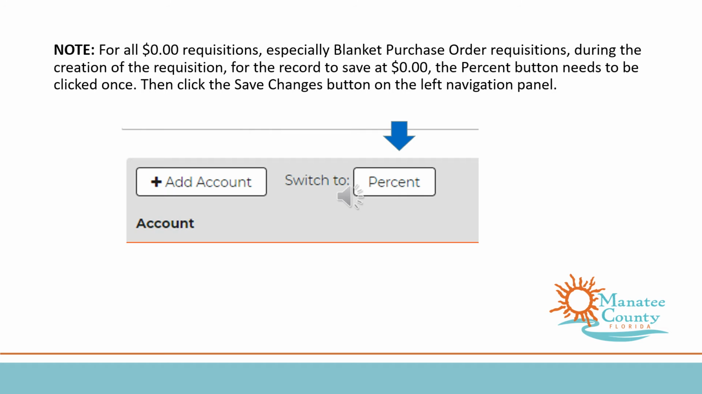For all $0 requisitions, especially blanket purchase order requisitions, during the creation of the requisition, for the record to save as $0, the % button needs to be clicked once. Then click the Save Changes button on the left navigation panel.